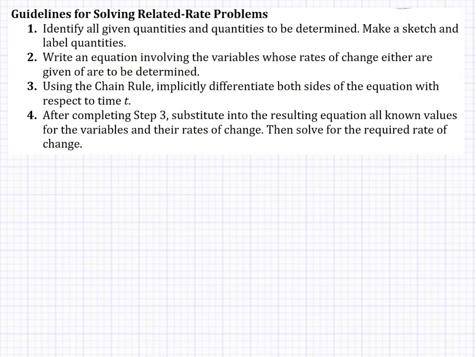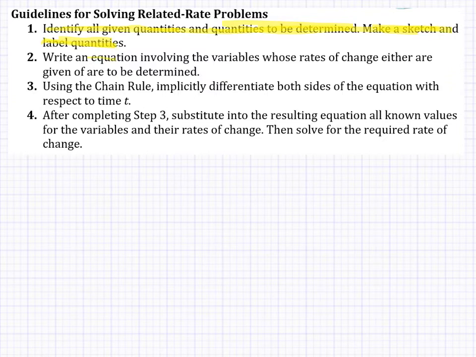Now, in order to see how we could use this in an actual problem, rather than just a problem that says describe the related rates, we're basically going to follow these 4 steps. First, identify all the given quantities and quantities that need to be determined from the problem. Possibly make a sketch and label those quantities. It's always a good thing to do when you're reading a word problem. This is the first step to every word problem you've ever done in your life.